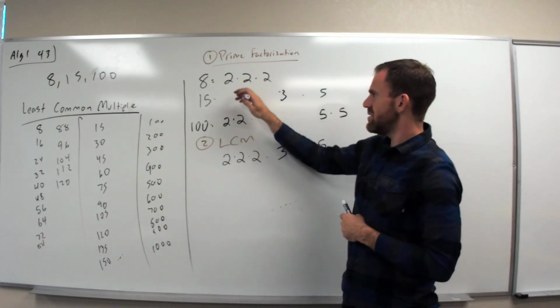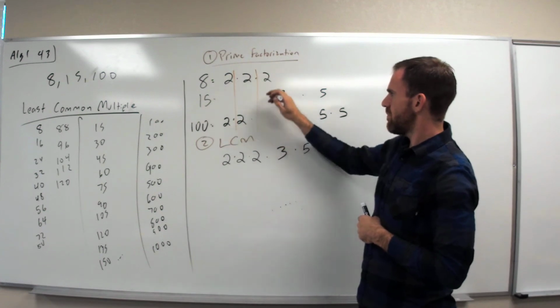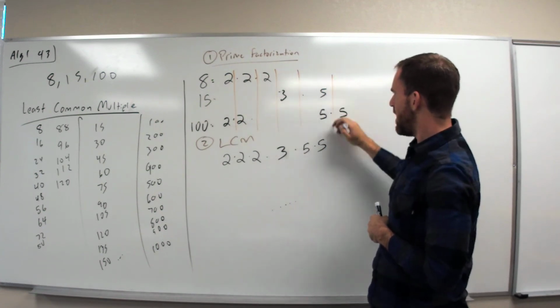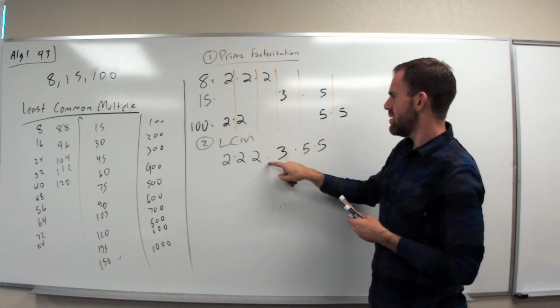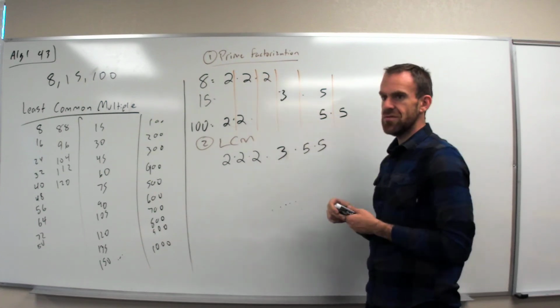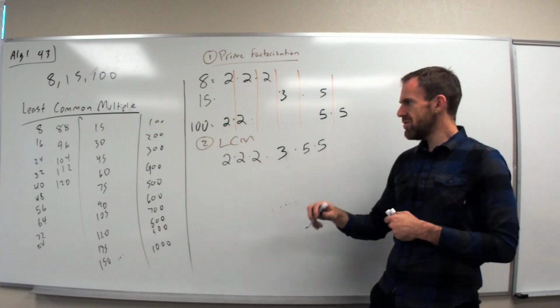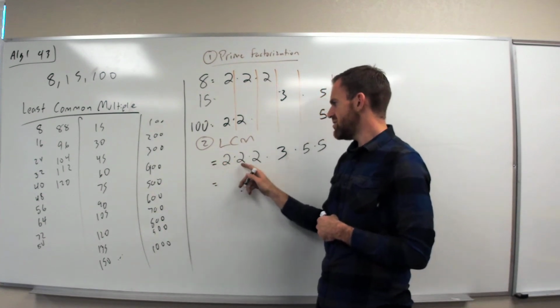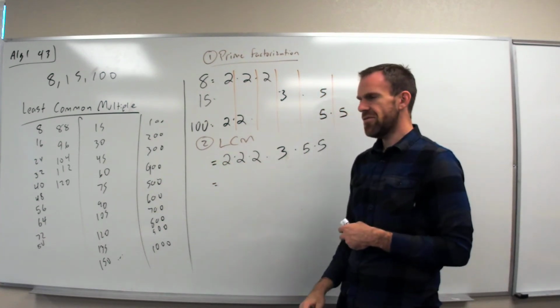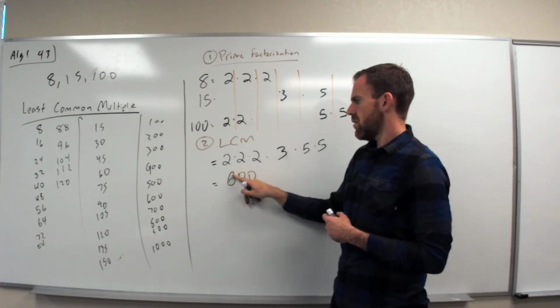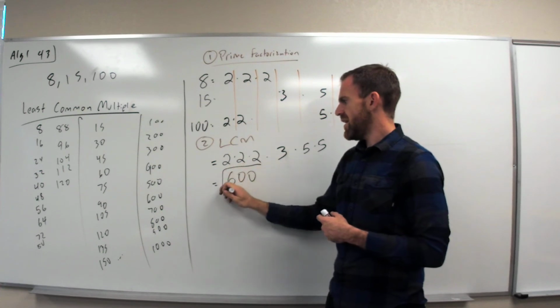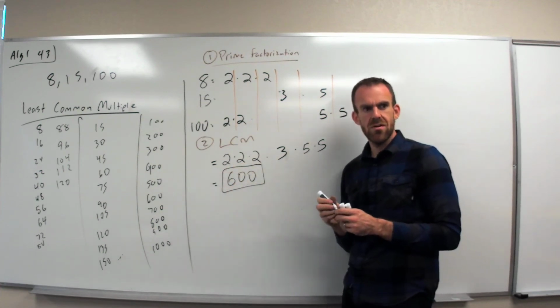Now, what I like to do is I like to line them up, and that way I don't mess up. Okay? So I know I need 3 2's, I need 1 3, and I need 2 5's. Now, what number do we get out of this? What number is 2 times 2 times 2 times 3 times 5 times 5? 600. And that is your least common multiple.